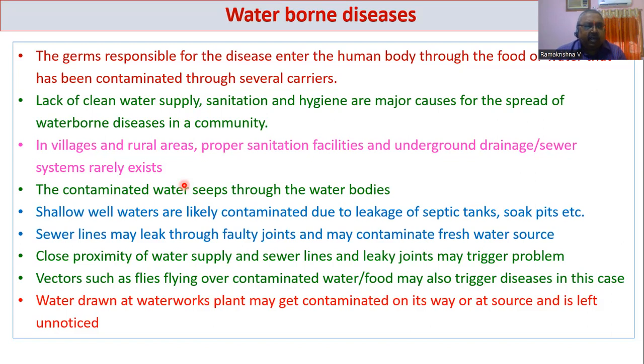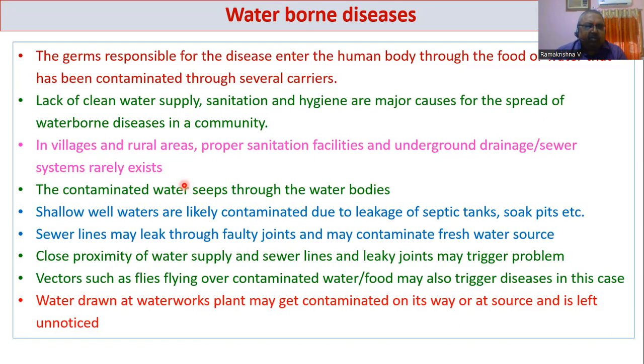Shallow well waters are likely to be contaminated due to leakage of septic tanks and soak pits. The septic tanks and soak pits carry human discharges. They collect and treat it, and the liquid coming out of septic tanks is likely to move through the subsoil. If there are open wells or shallow wells, it may contaminate those shallow wells also, and subsequently you are going to have a high risk of waterborne disease problems.